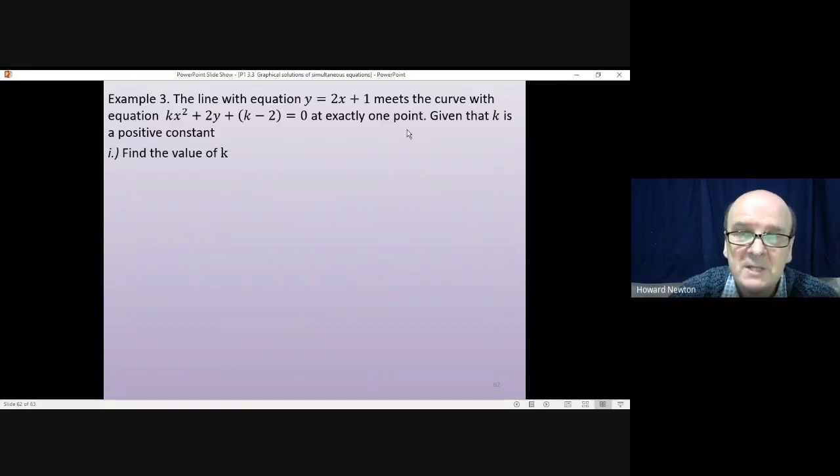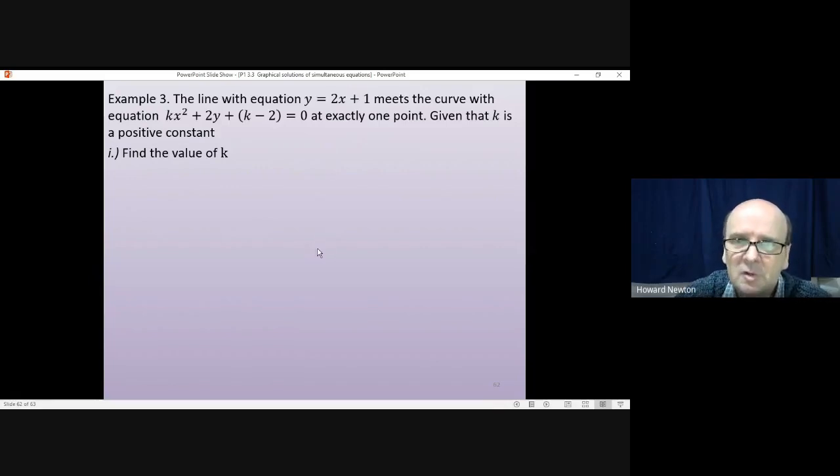We're going to have to create a new quadratic by substituting y into the quadratic equation. Once we've created a new quadratic, we're then going to have to find the discriminant, b squared minus 4ac. We're then going to have to say that the discriminant has to equal 0, so that the curve and the line meet at one point. And then we should be able to work out what k is. I'll let you have a go at this yourself first. Pause the video, and then come back to me when you're ready.